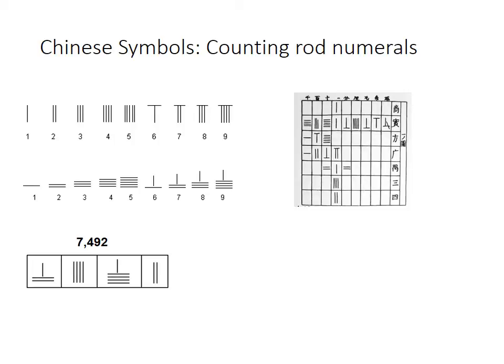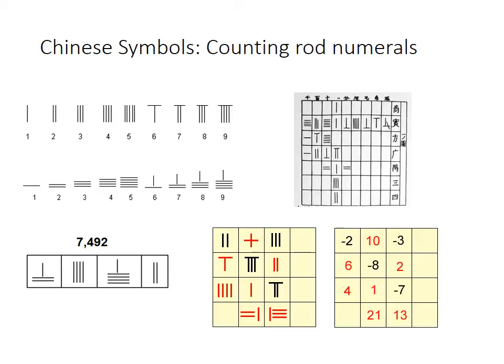Also, this system has no symbol for negative or positive numbers, so the colors red and black are used to indicate if a number is positive or negative. Red represents the positive numbers while black represents the negative numbers.